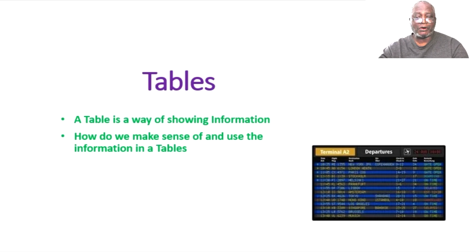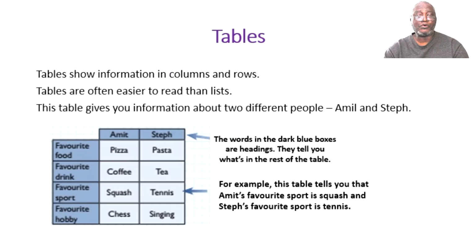How do we make sense of and use the information on a table? Tables are made of rows and columns, and each of them tells you something. The rows go across and the columns go from the top to the bottom.